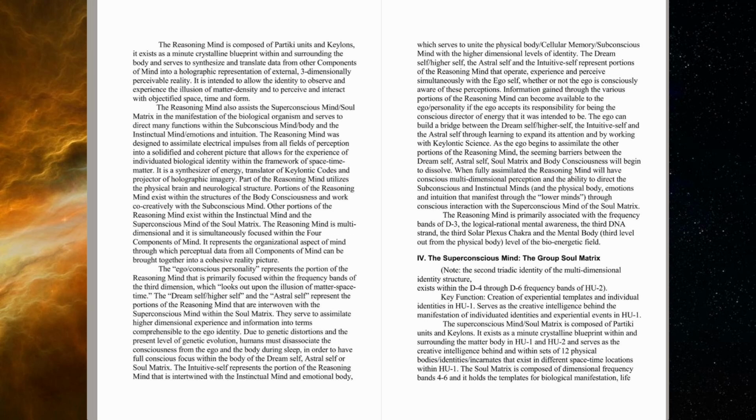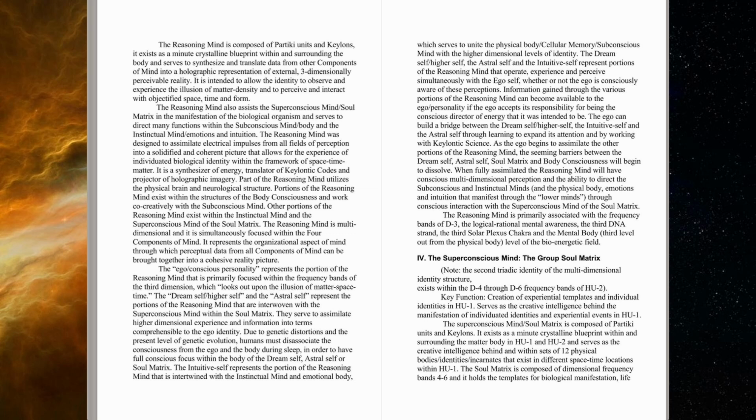Number 4. The superconscious mind, the group soul matrix. Note: the second triadic identity of the multidimensional identity structure exists within the D4 through D6 frequency bands of Harmonic Universe 2. Key function: creation of experiential templates and individual identities in Harmonic Universe 1. Serves as the creative intelligence behind the manifestation of the individuated identities and experiential events in Harmonic Universe 1.